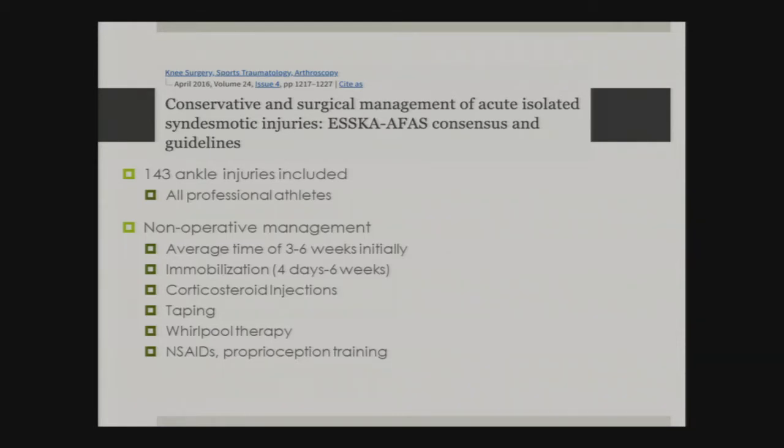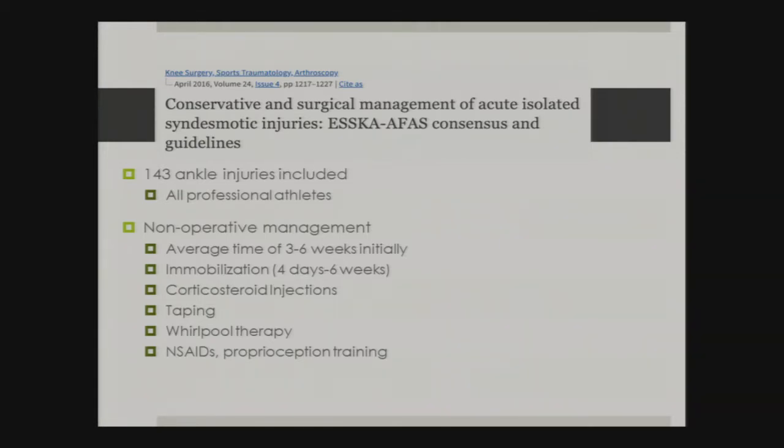So this is another study looking at conservative treatment, or looking at both, but their conservative arm, they looked at 143 ankles. These were all professional athletes. The non-operative management, they averaged a time of 3 to 6 weeks that they kept them non-weight bearing, the longest being 6 weeks there. And then in some studies like the previous one, they only kept them non-weight bearing for a couple of days. Some of the treatment regimens that were discussed in this study were corticosteroid injections, taping, whirlpool therapy, NSAIDs, and then proprioceptive training.